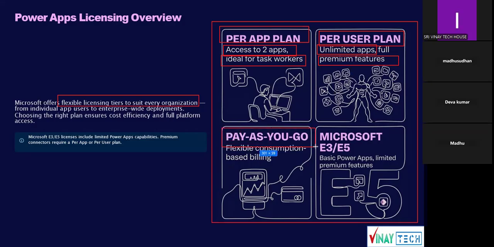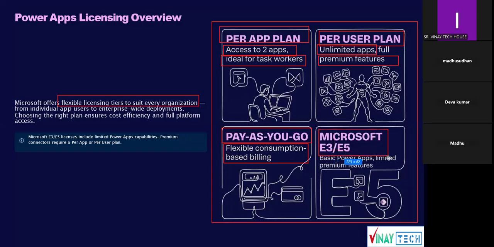Third one is pay as you go. This is flexible consumption. Basically, if an organization wants to use the Power Platform for 1 month, they can opt for pay as you go. If they don't want it after 1 month, they can stop licensing. This is a flexible consumption of Power Platform licensing.